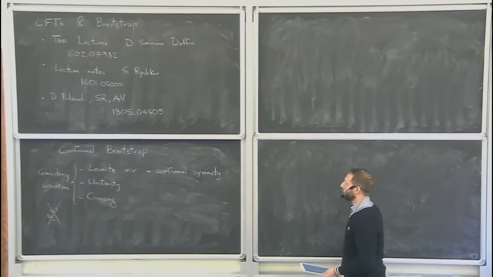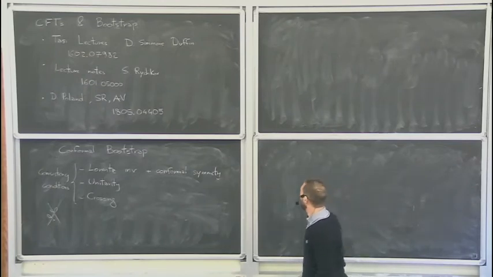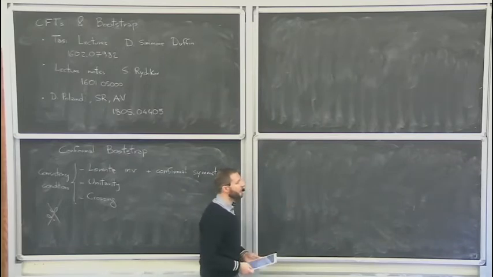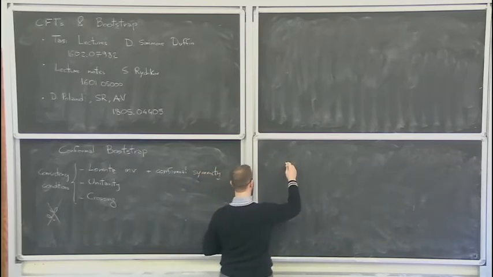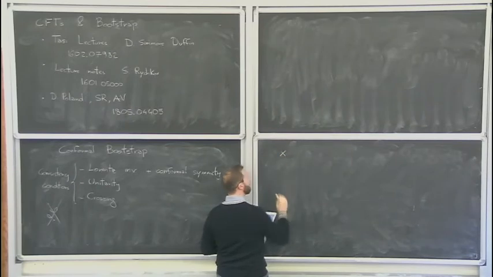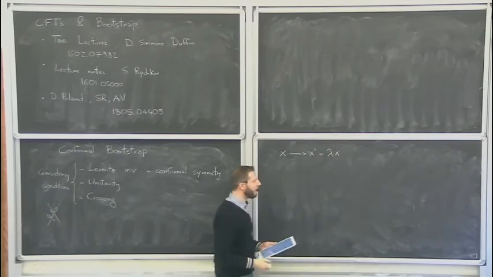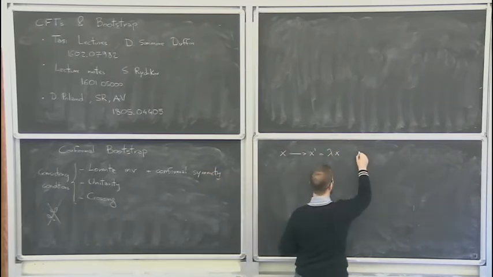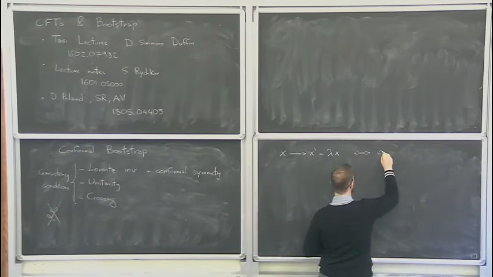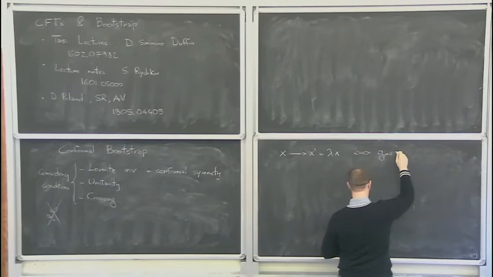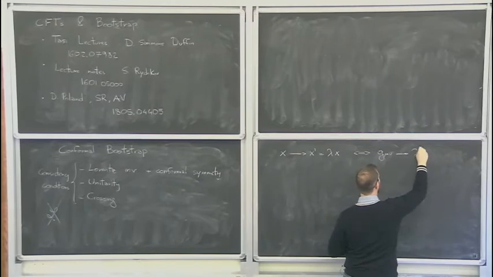Okay. So let's start with a few considerations. Because we are interested in scale invariant theories, scale invariance means that if you perform an RG transformation and you send your coordinate x to x prime, which is related to the original one by a rescaling, or equivalently, you rescale your metric of the spacetime with the square of the same rescaling, the theory should be invariant.